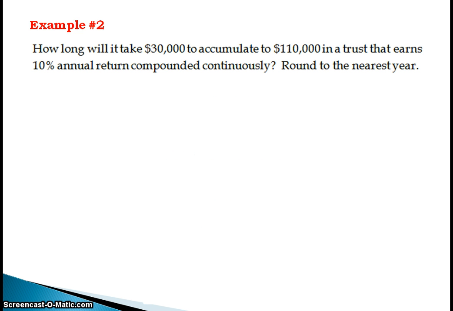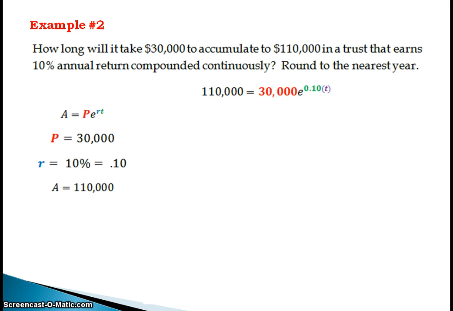The second example: how long will it take $30,000 to grow to $110,000 if we have a 10% annual return compounded continuously? And we're going to round to the nearest year. Okay, so here's our formula again. Now we were given, in this case, A, the final amount that we're shooting for, P, our starting amount, $30,000, our interest rate, 10%. But we don't know T, so we're going to solve for T.